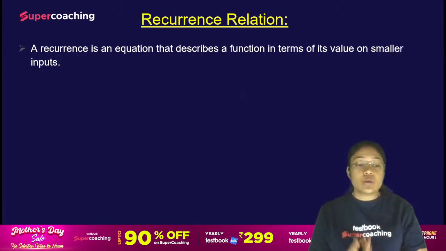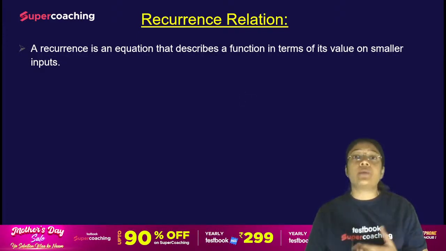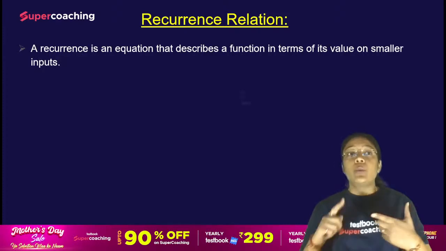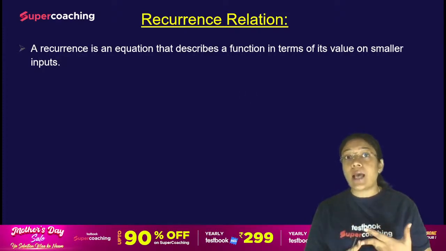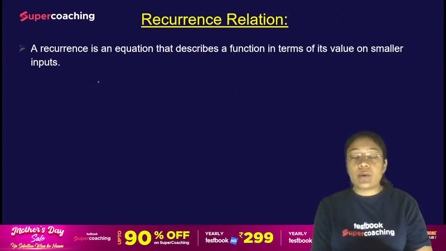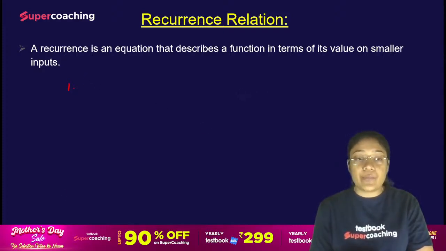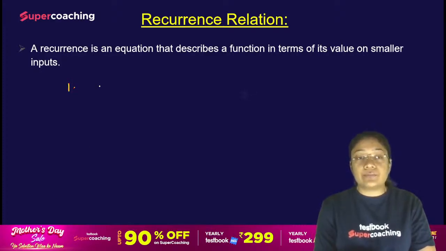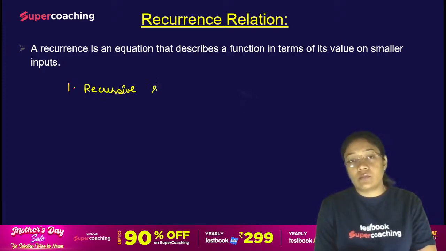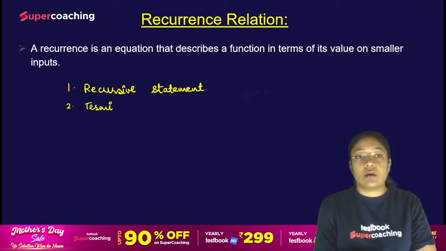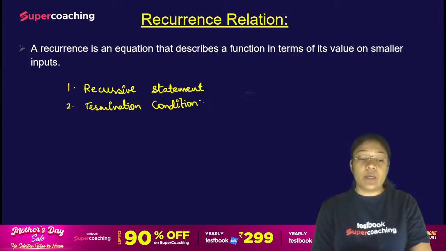The same goes with the recurrence relation. In a recurrence relation, when we are writing the equation, we will be defining the recursive statement as well as the termination condition. So we have to take care of two statements: one is the recursive statement, and the other one is the termination condition. So let's understand this with the help of an example, what is a recurrence relation and what is the meaning of that equation.